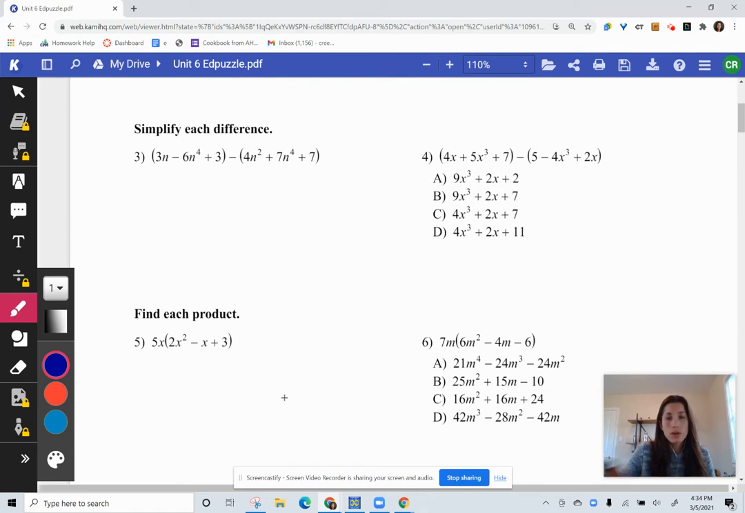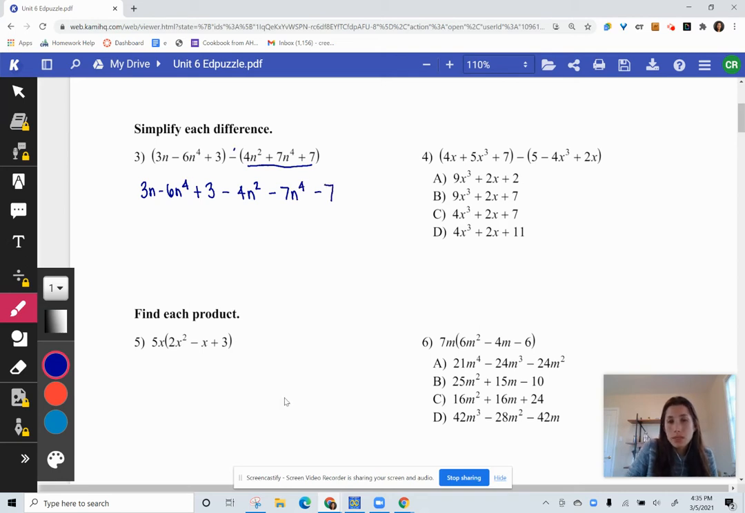On question 3 here, we are finding the difference between these two. So I'm going to rewrite this one and distribute the negative. We get 3n minus 6n to the 4th plus 3. Really everything in this parentheses is being subtracted. So we're subtracting 4n squared, we are subtracting the 7n to the 4th, and we're subtracting the 7.